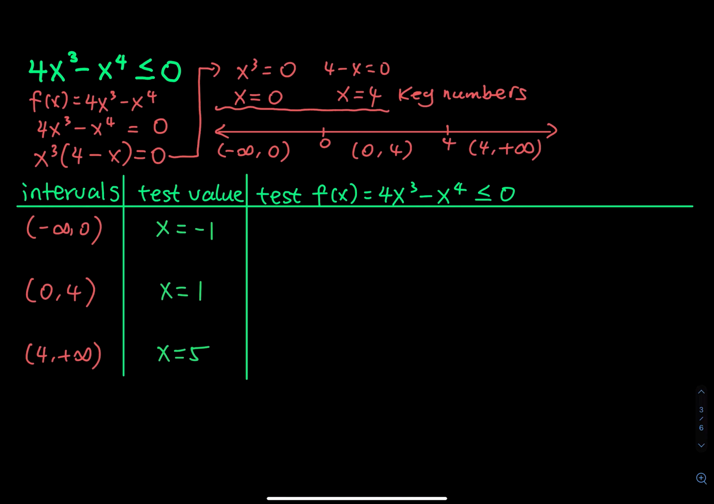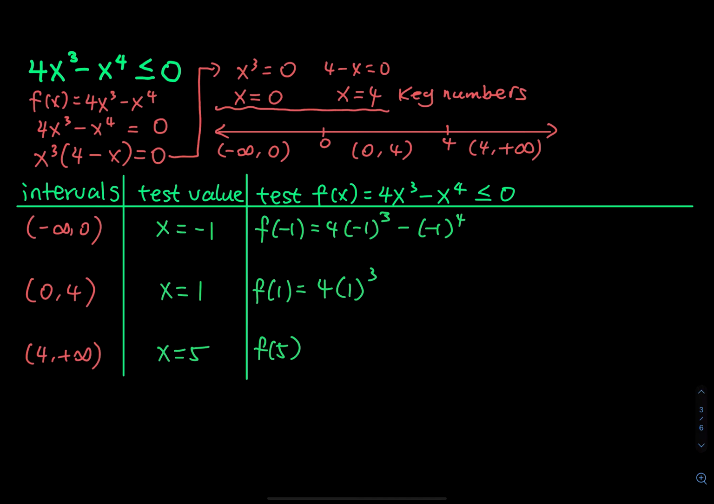Okay, so let's perform the function evaluation: f of negative 1, f of 1, and f of 5. f of negative 1 is 4 times negative 1 to the third minus negative 1 to the fourth. This is 4 times 1 to the third minus 1 to the fourth, and 4 minus 1 equals 3. And this is 4 times 5 to the third minus 5 to the fourth power, and that one is negative 125. The first one is negative 4 minus 1 equals negative 5.